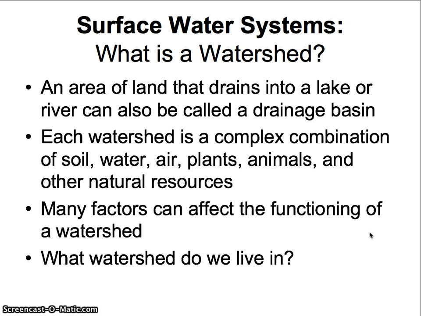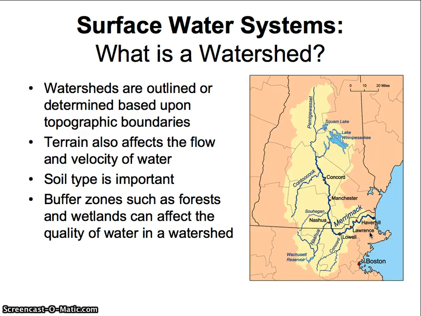The watershed we live in is known as the Merrimack Valley watershed. So here's a map of our watershed, and it starts all the way up in the North Country with the Pemigewasset River, and it comes down through Concord, Manchester, Nashua, and then goes through Lowell, Lawrence, Haverhill, Massachusetts, and eventually dumps out into the Atlantic Ocean.